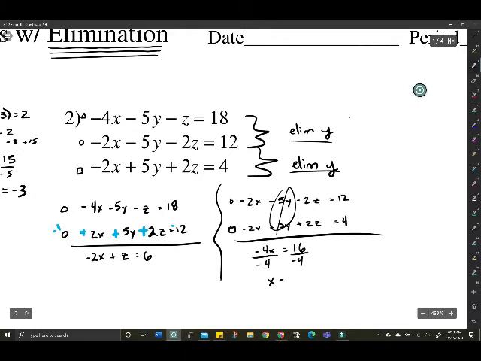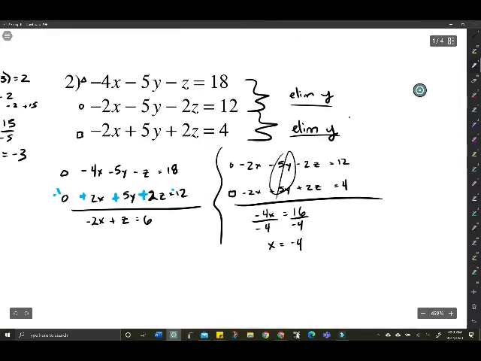So right off the bat then, I get x equals negative 4. Cool. Once you have an equation with one variable, you can substitute it into an equation with 2. So negative 2 times negative 4 plus z equals 6. Hey, that's 8.